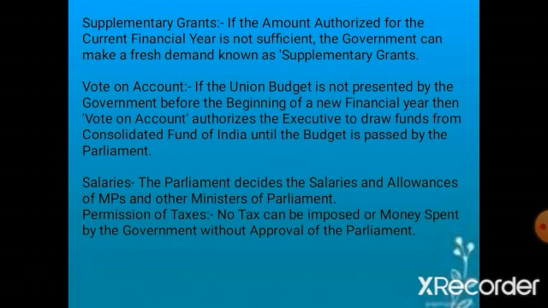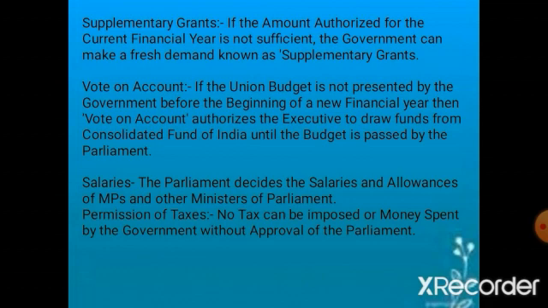Supplementary grants. If the amount authorized for the current financial year is not sufficient, the government can make a fresh demand known as supplementary grants. Okay, so hope you understand what supplementary grants means. If there is a lack of amount that was fixed in the budget, the government can again make a fresh demand for the amount, which we call supplementary grants.